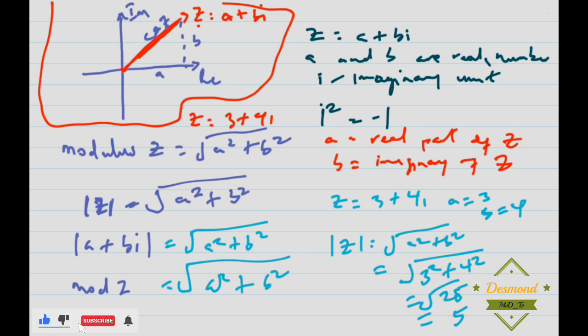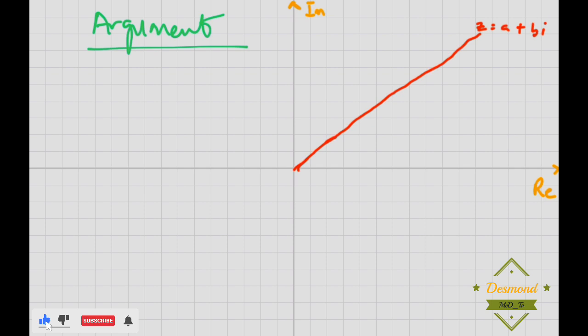Now, let's go to the argument of a complex number. With the argument of a complex number, let's take a close look. So, the argument of a complex number z, represented here, right?